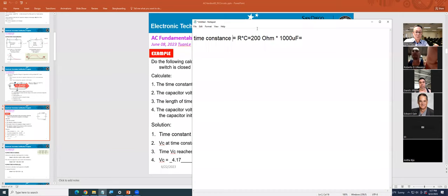So basically, they give 200 ohm. The unit on the capacitor has to be in farad, not microfarad. So you need to change microfarad into farad. 200 times 1000 times 10 to the power of minus 6.